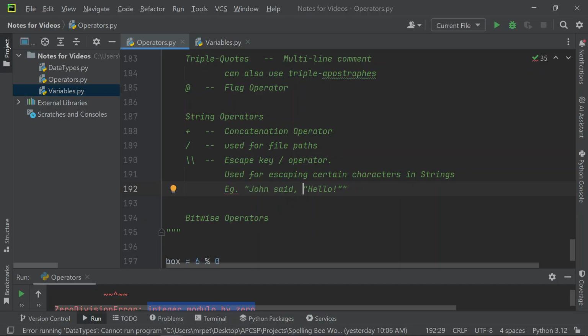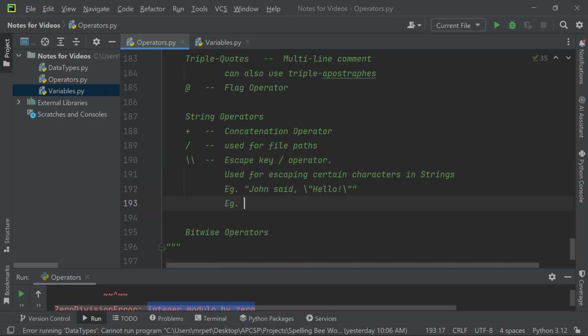So in order to keep this quotation as part of the string and for it to not end the string, use the escape key. If you did this, the little slash is telling your compiler that this quote actually belongs to the string and it's not ending the string. So that's one example of when that is used.